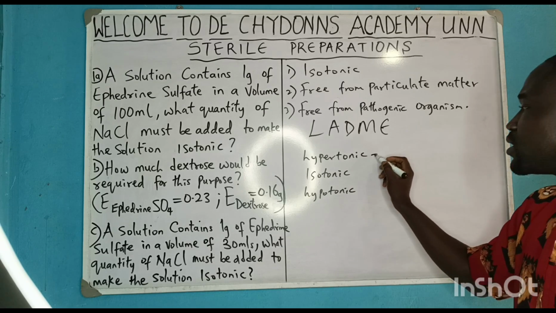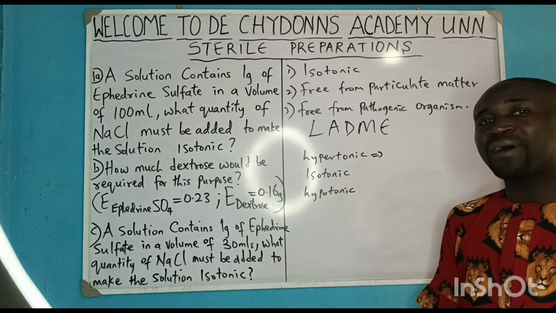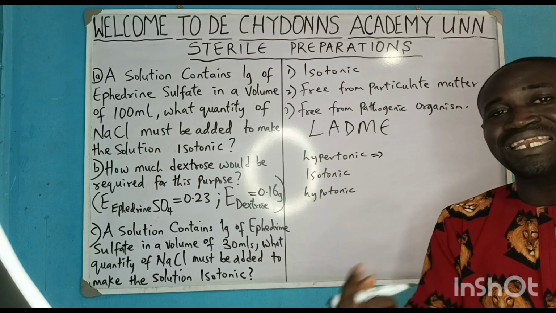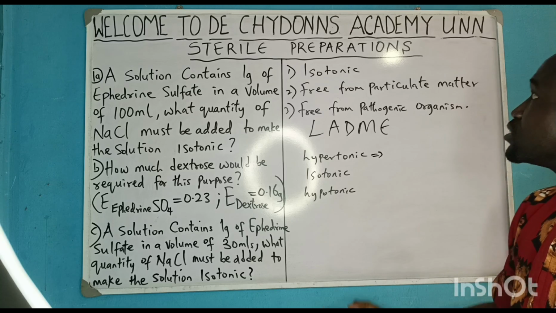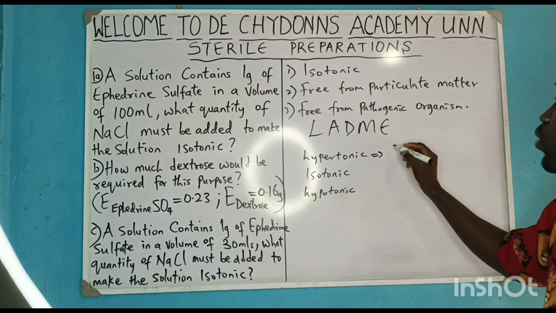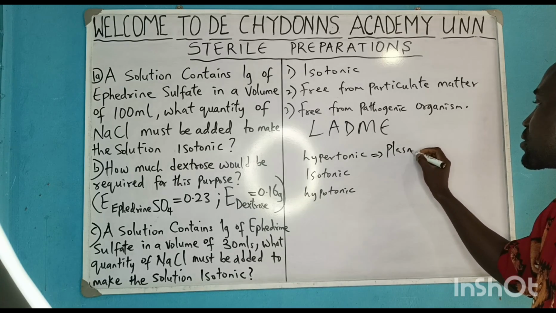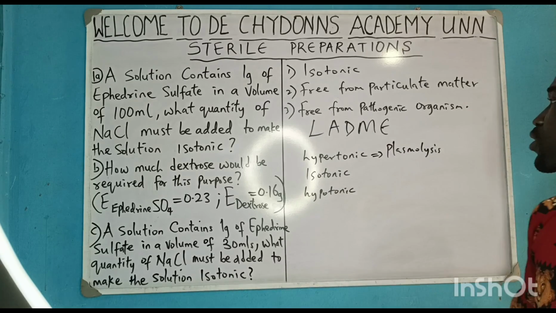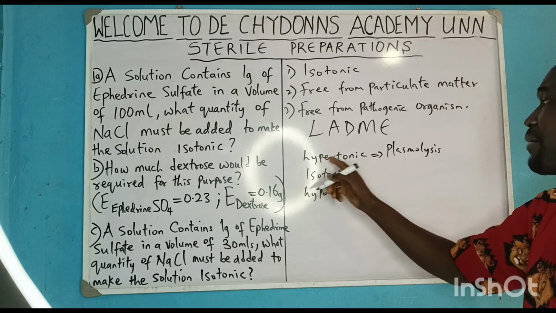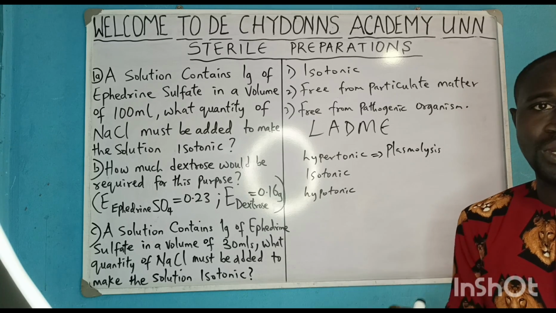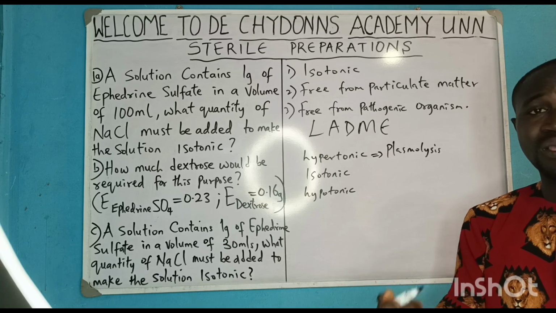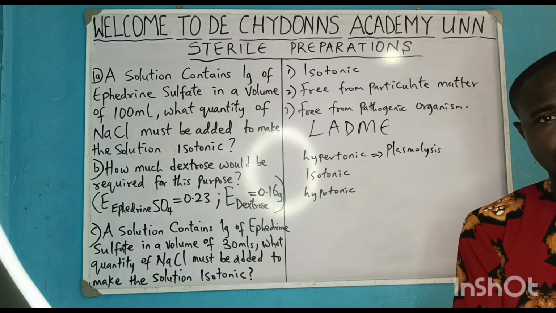Now, hypertonic solutions are those solutions whose concentration is higher than that of the cell. Once a sterile pharmaceutical preparation is no longer isotonic but hypertonic, it will cause what we call plasmolysis. That means the shrinking and shriveling of the cell membrane due to excessive loss of fluids to its surroundings.